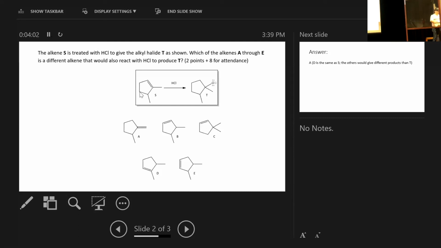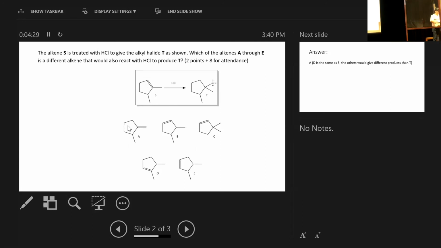Okay, so we're looking for an alkene that's different from this that will give you the same product. Well, D is the same as S. All I've done is flipped that over, so that's not a different compound. I think you'll agree, C is just nuts, like the methyl moved over. When you look at B and E, if you put H's and Cl's here, whichever way you do it, it's going to be a different compound. So I think the only one left is A.